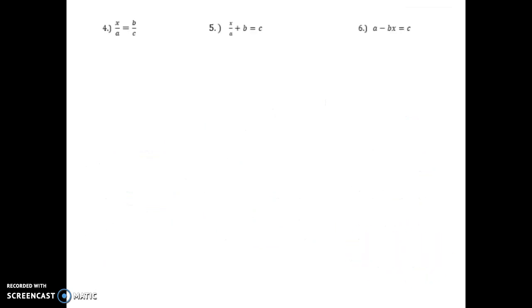Okay, the fourth one, we're still solving for x. Okay, I see it looks like a proportion. I'm going to set it up like one. So this is going to be c times x is equal to a times b. And now to solve for x, all I have to do in this case is divide by c. So x is equal to ab divided by c.